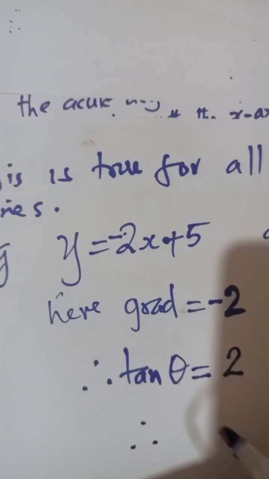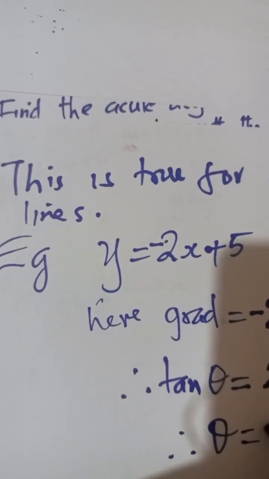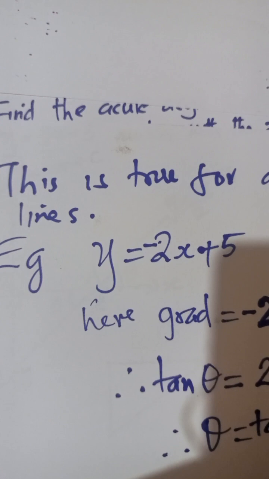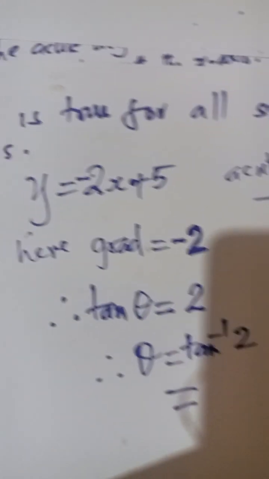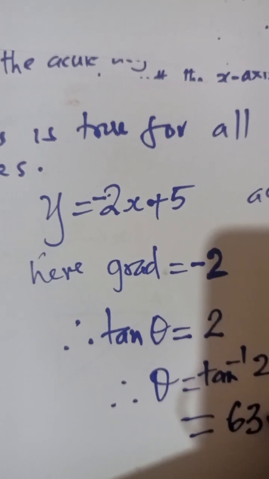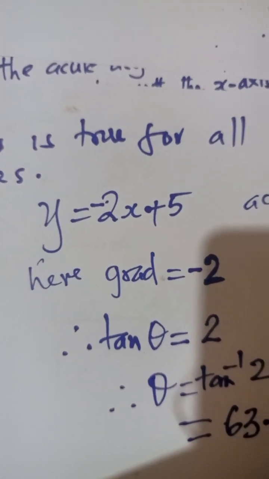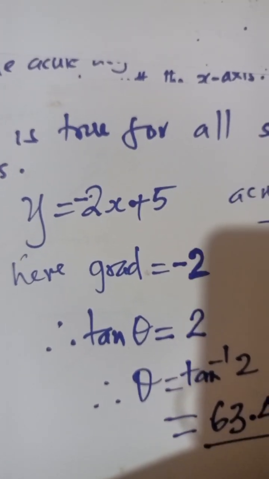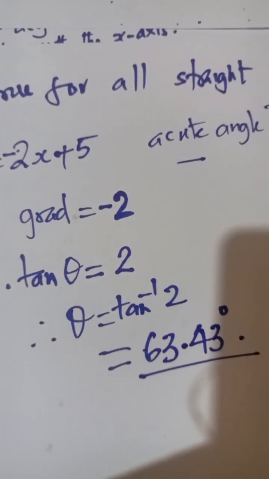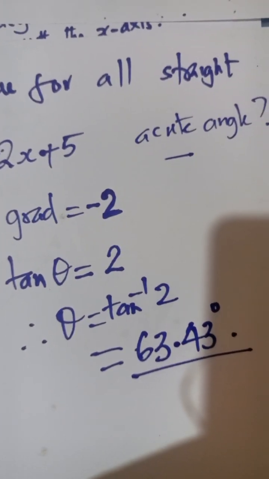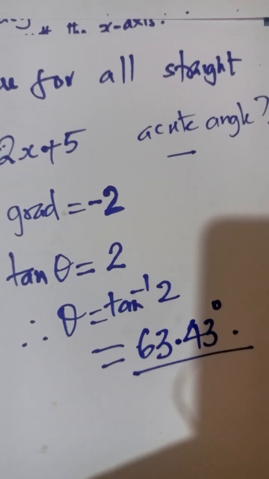And therefore, from our calculator, theta is tan inverse of 2, which you will get to be 63.43 degrees to 4 significant figures. I hope that was clear enough.